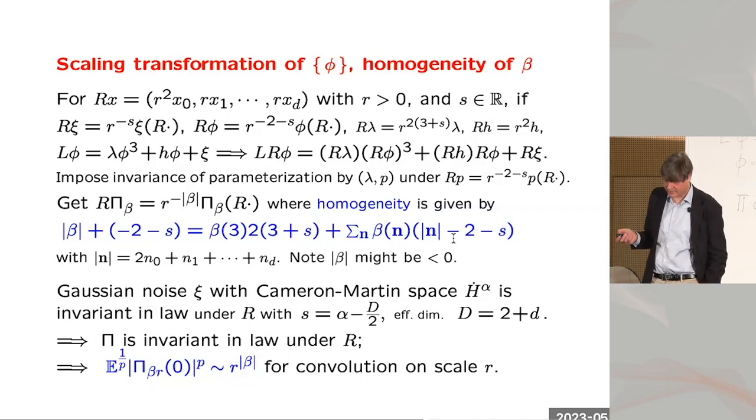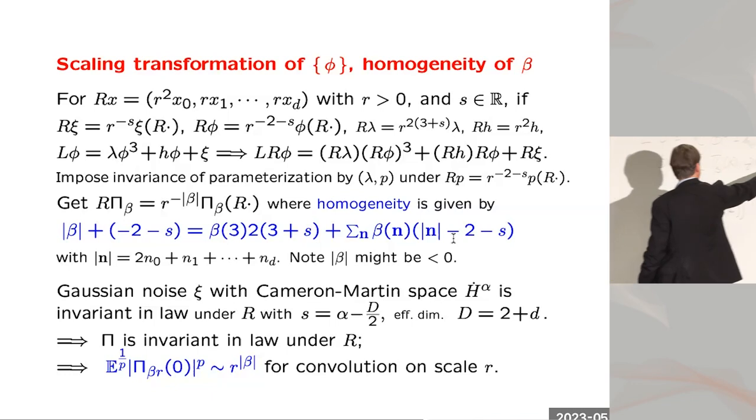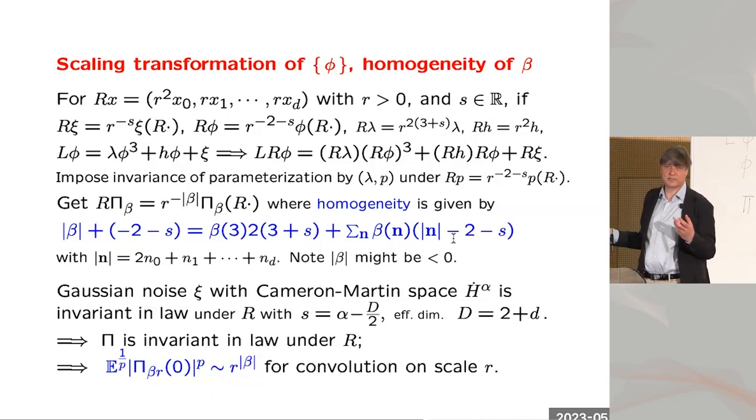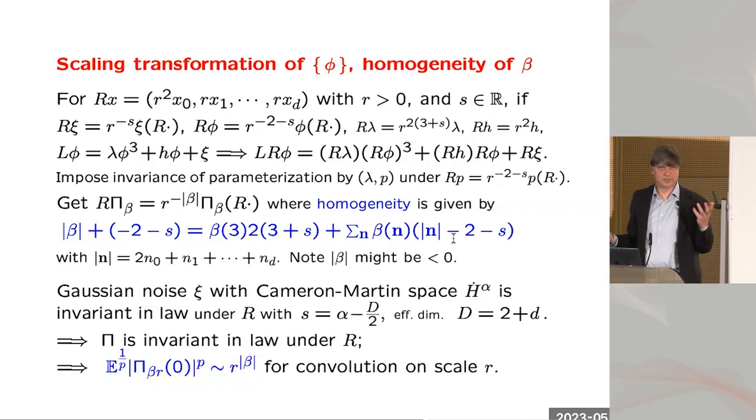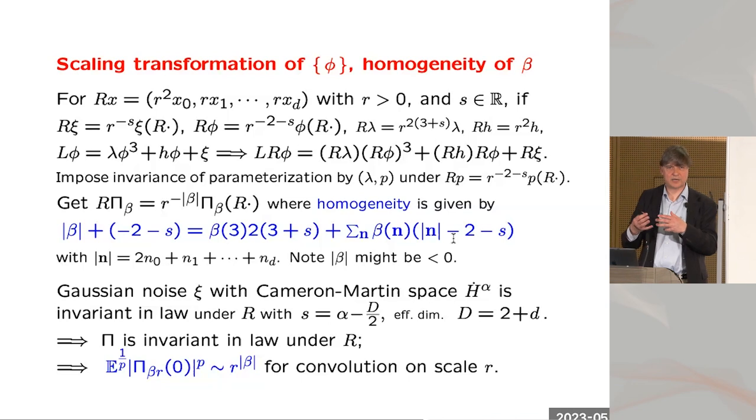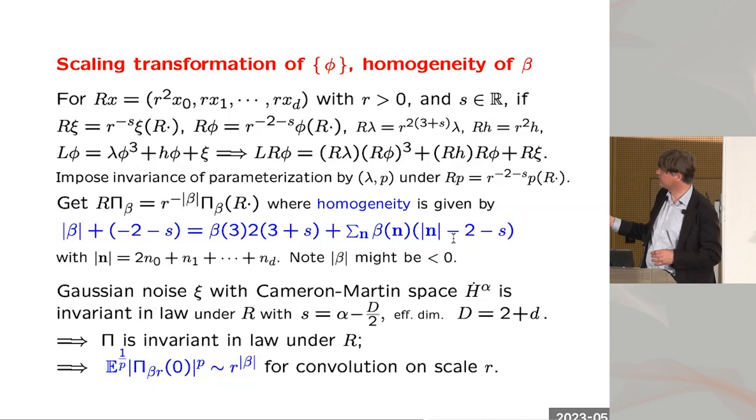Why? Because you want to eventually use it once your regularization goes to zero, for noise which has a scaling in law. White noise has a very specific scale invariance in law under this type of affine rescaling. Let's think of something even more general than white noise: a Gaussian noise which has a Cameron-Martin space that is not given by L2, which would be white noise, but by a fractional Sobolev space characterized in the parabolic sense by the exponent alpha. It is well known that this noise is invariant in law under this transformation if you choose the scaling parameter S to have this value. It's essentially minus the effective dimension over 2.